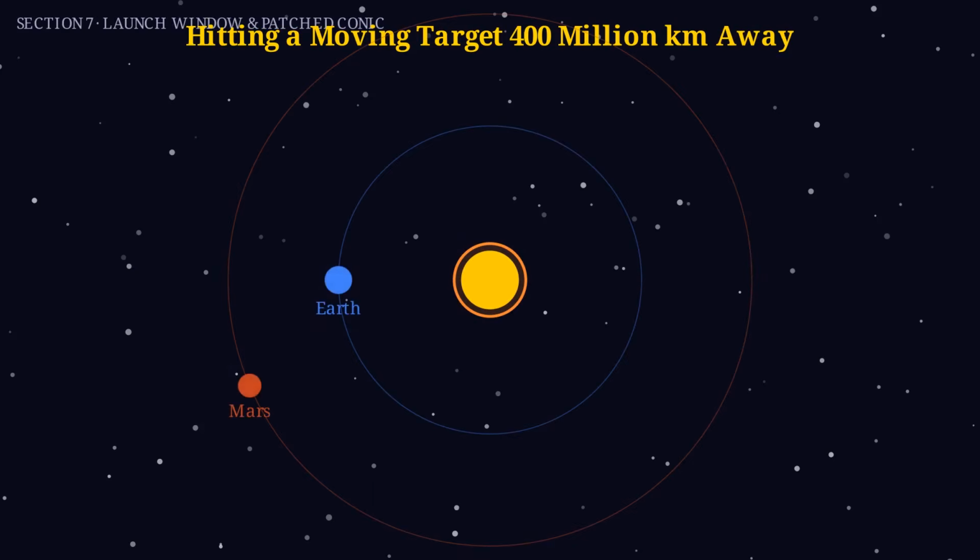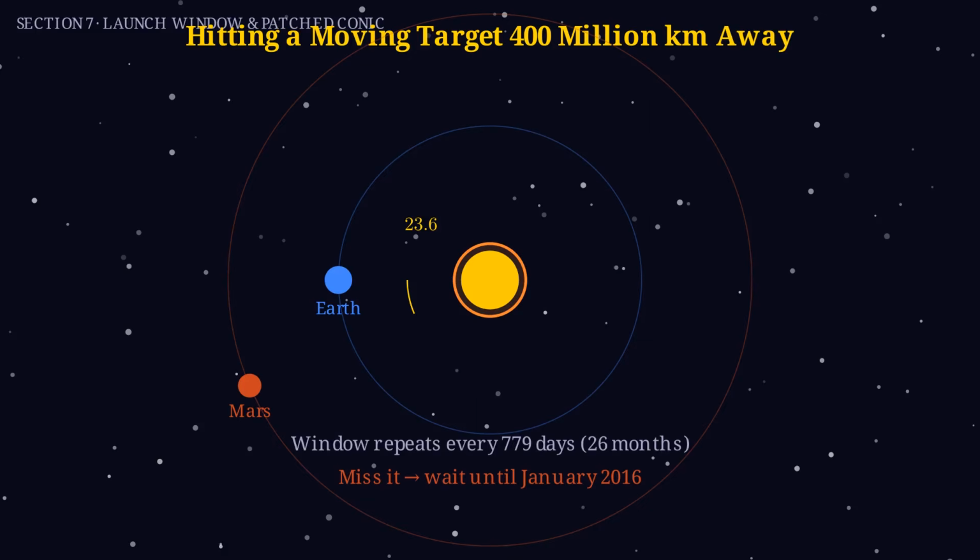For the spacecraft to arrive at Mars's orbital distance at exactly the moment Mars is there, Mars must be 23.6 degrees ahead of Earth at the moment of launch. This geometry repeats every 779 days. Roughly 26 months. Missing the November 2013 window meant waiting until January 2016.